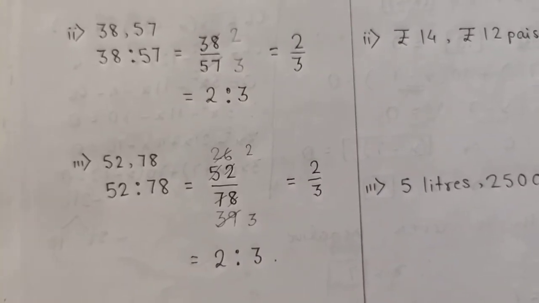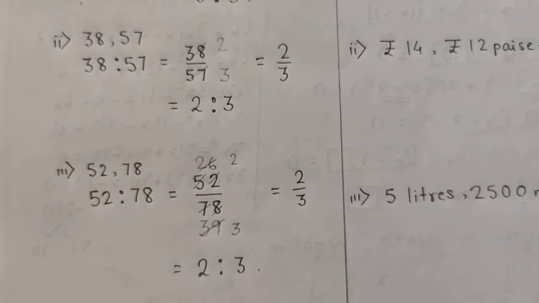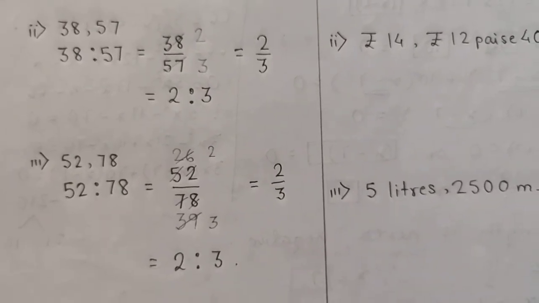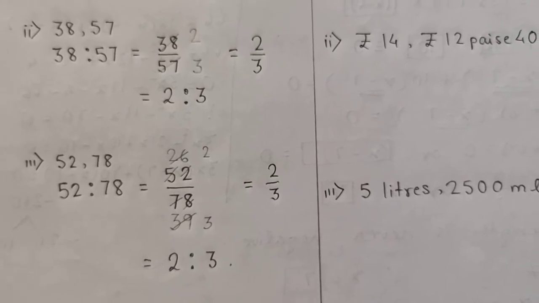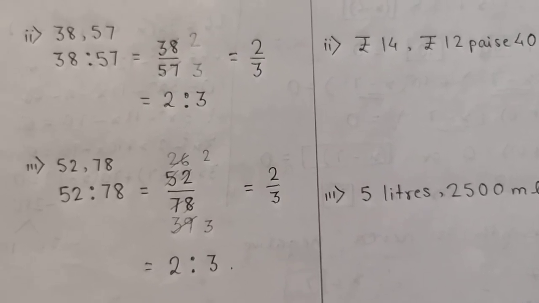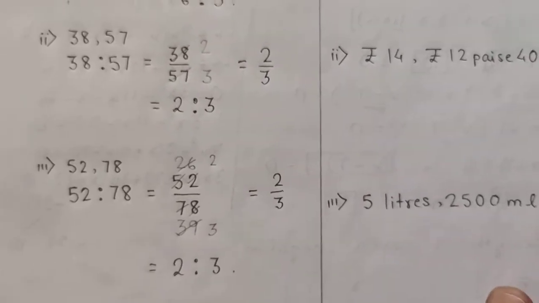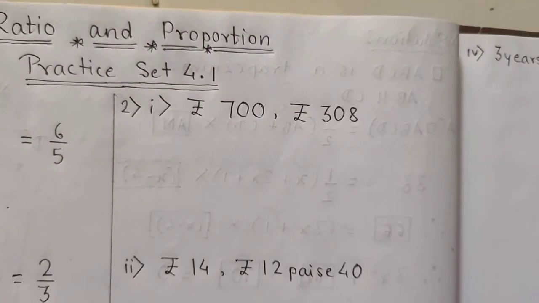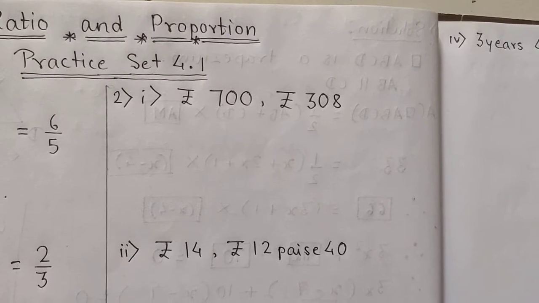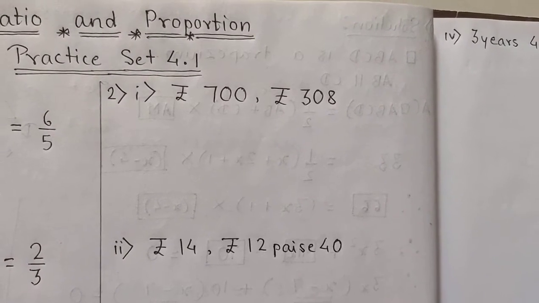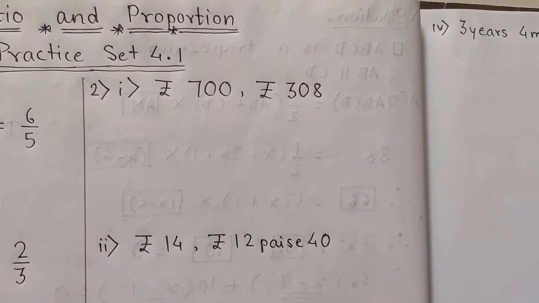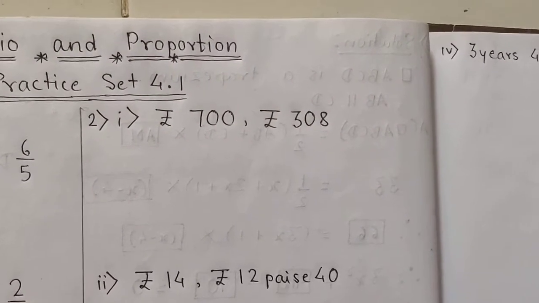So this was very simple. The only thing is, you should know the table properly and do the cancellation properly. Then only you are going to get the right answer. So we have done question number 1. Now let us see question number 2. In question number 2, again you have to do the same thing. Find the ratio of the first quantity to the second quantity in the reduced form.